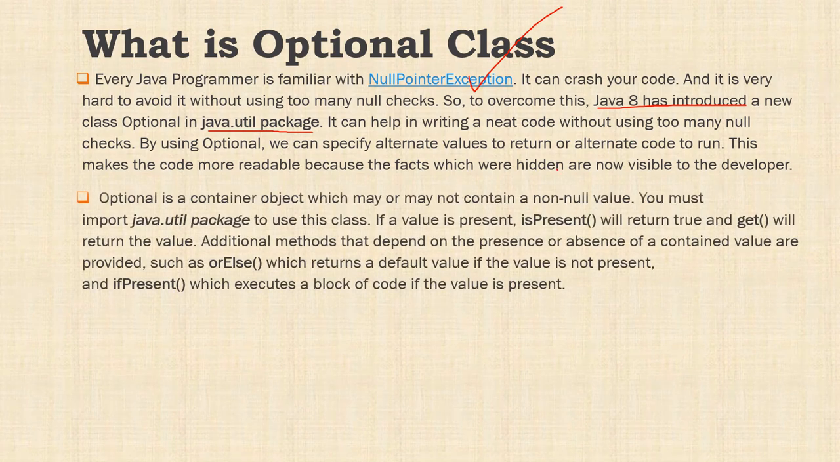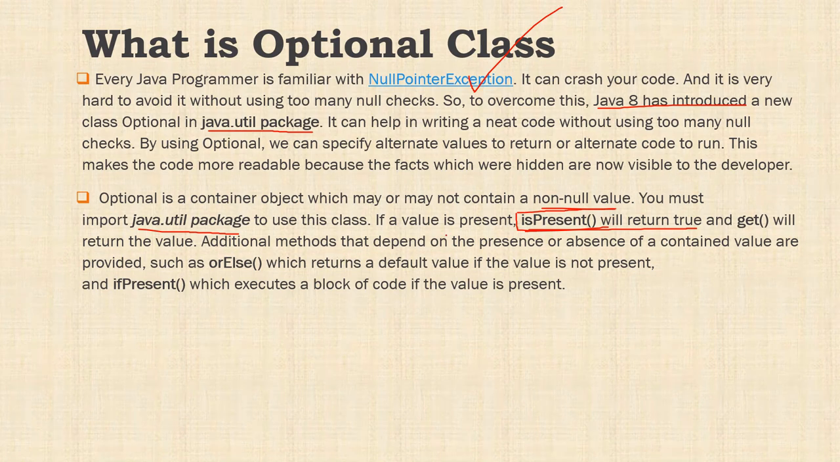Optional is a container object which may or may not contain a null value. So it may contain null, it may not contain null. It is available in the java.util package, so you have to import it. While working, if a value is present, then isPresent will return true. It is one of the non-static methods of the Optional class. So if a value is present, it will return true.